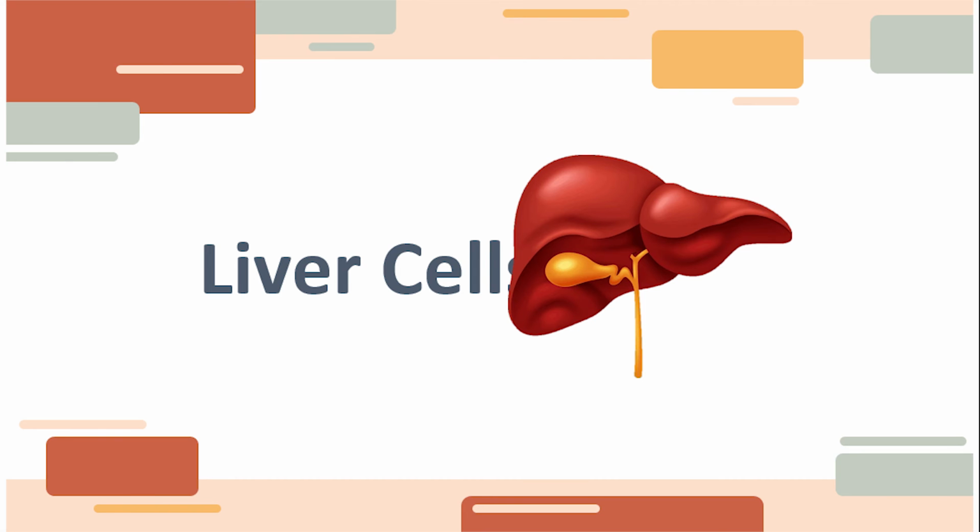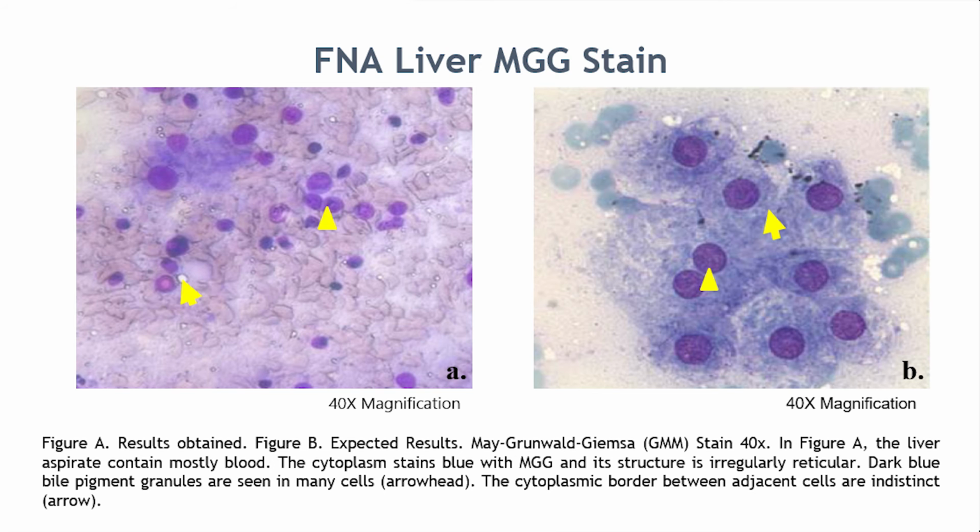So, here's the result we obtained in our practical session and what it should look like in the normal condition. This is the fine needle aspirate, FNA, of the liver stained with MGG stain. The results were then observed under a light microscope with 40 times magnification.